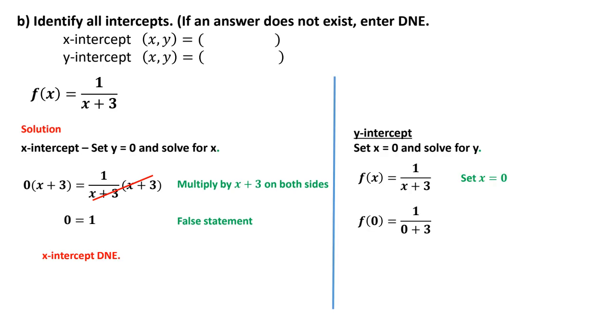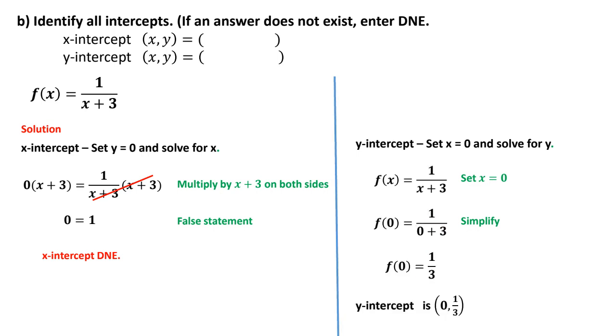Now to find the y-intercept, we're going to let x equal 0. So if x is equal to 0 and we solve for y, then we get 1/3. So when x is 0, we get 1/3. So now we have our intercepts.